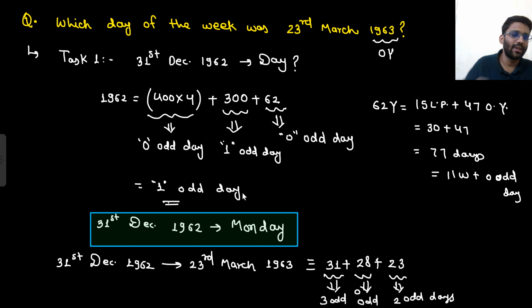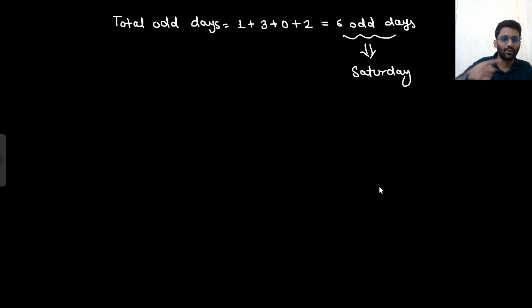After that I need to check how many more odd days I have. It is an ordinary year, so in January there are 31 days, February 28 days, and 23 days in March, because I need the day on 23rd March. So 31 days means 3 odd days, plus 28 days, 0 odd days, plus 23 days, 2 odd days. So 3 plus 2, 5 odd days here, and 1 odd day from before. So 5 plus 1, 6 odd days means it would be Saturday. Did you understand this point or not?